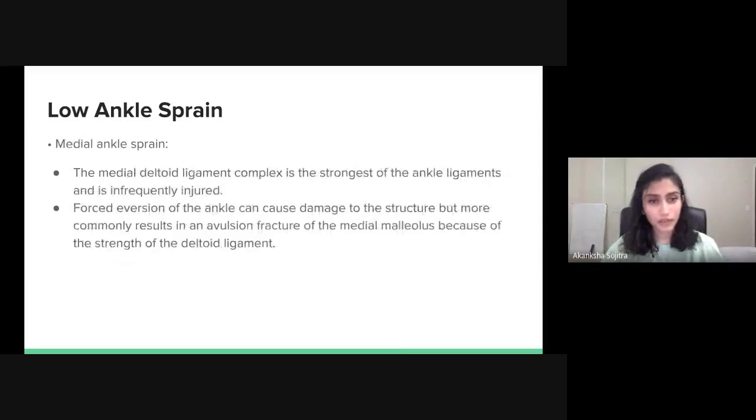Now, medial ankle sprains. As we know, medially in the ankle we have the deltoid ligament, which is a very strong ligament, and it doesn't get injured as easily. You need a higher eversion force to get that ligament injured. It can cause damage to the structure, but more commonly it may result in an avulsion fracture of the medial malleolus.